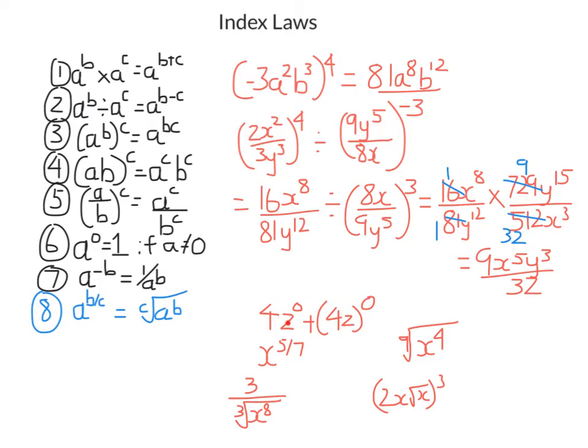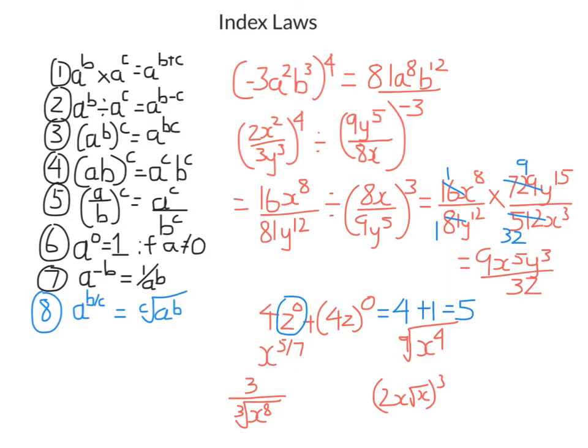This one is not raising 4 to the power of 0. So this here is 4 times 1, which is 4. In this term here, the whole thing's being raised to the power of 0. So 4z all raised to the power of 0 is 1, assuming z's not 0. So this will be 4 plus 1, which gives 5.